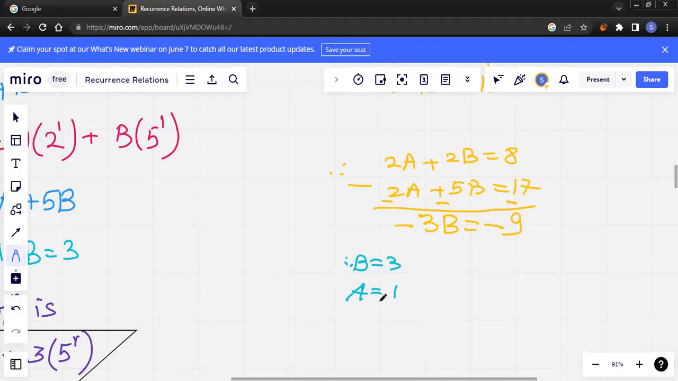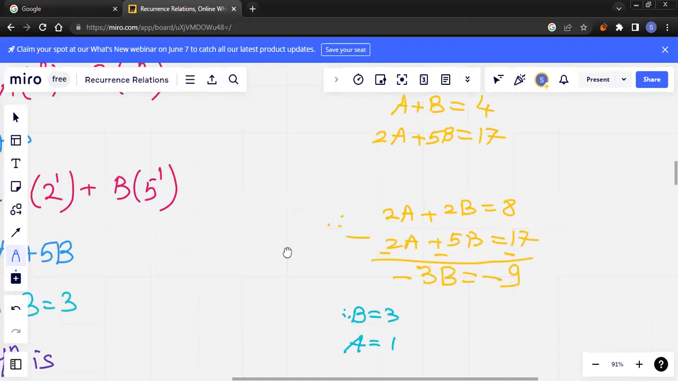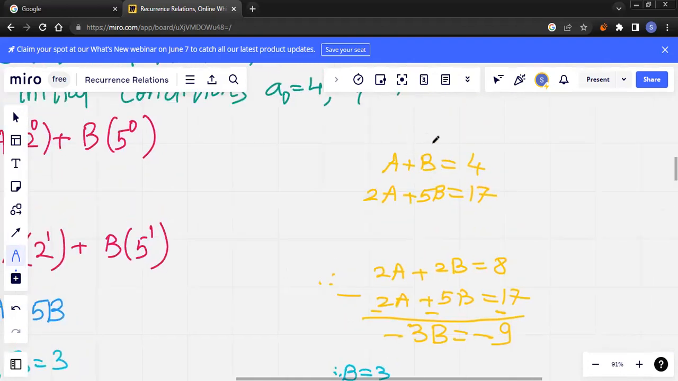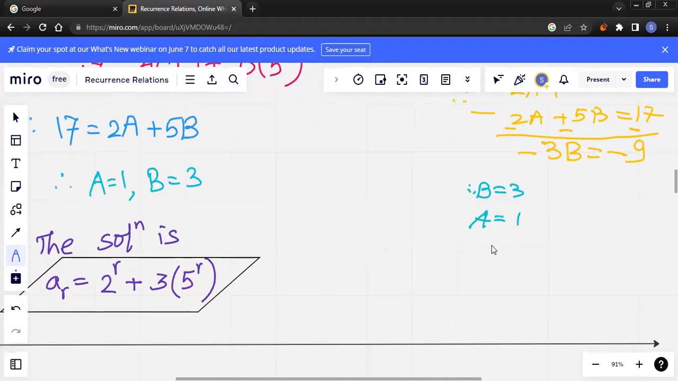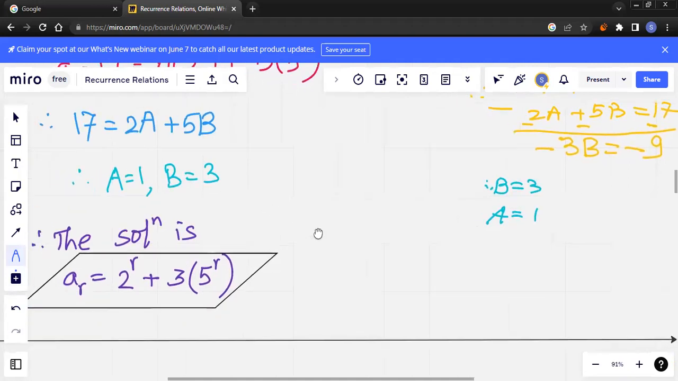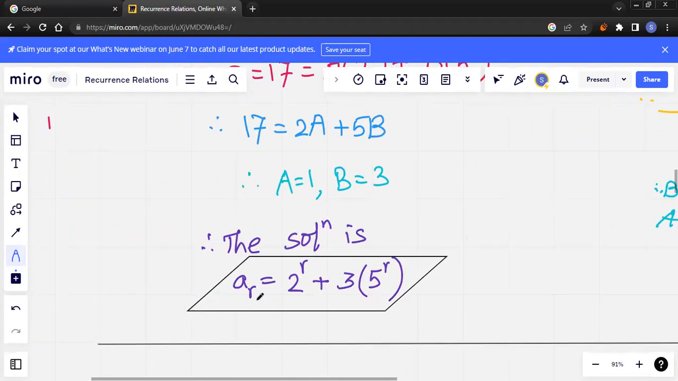Next, if I put B equal to 3 in our equation, so what do we observe? A plus 3 is 4, meaning A is 1. So we got A equal to 1. This is the solution. So putting the values of A and B, we will get our solution back. a_r will be A times, means 1 times 2 raised to r. So it is 2 raised to r, plus B times 5 raised to r. So it is thrice 5 raised to r. So you can see this is the particular solution of the given recurrence relation. a_r is equal to 2 raised to r plus thrice 5 raised to r.